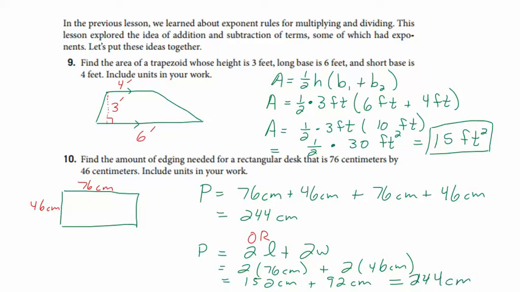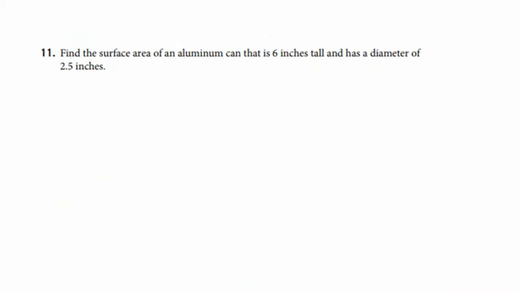All right, we're almost done. Last one. We're doing good. Find the surface area of an aluminum can that is 6 inches tall and has a diameter of 2.5 inches.